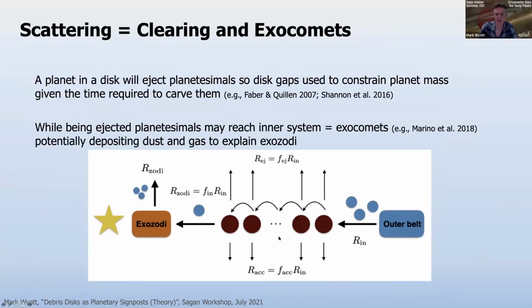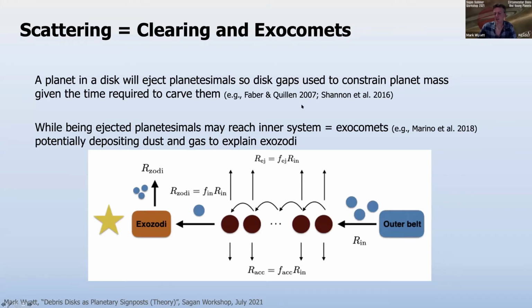Okay, scattering. The most obvious consequence of scattering is removal of material. Things get ejected from the system, and you can use the fact that these debris disks have these cleared inner regions to tell something about the planets that must be there to scatter out all of that material that might have been there originally, given the age of the system. There's a couple of papers here that have done that.